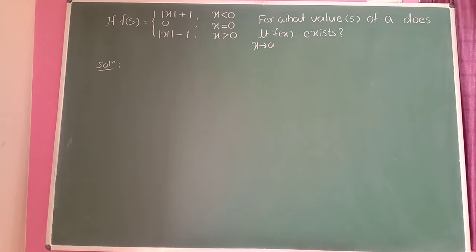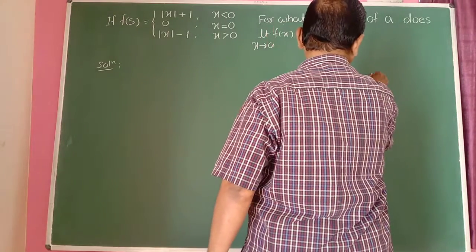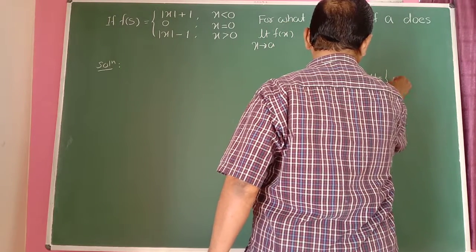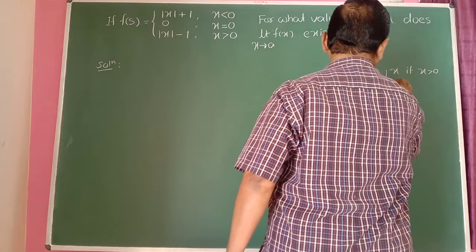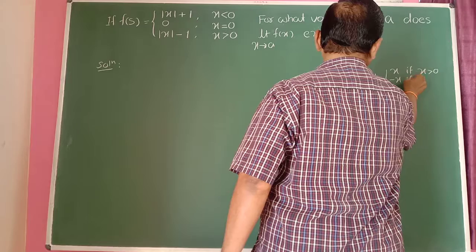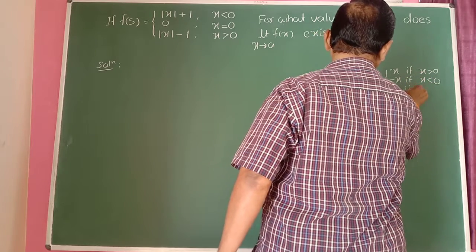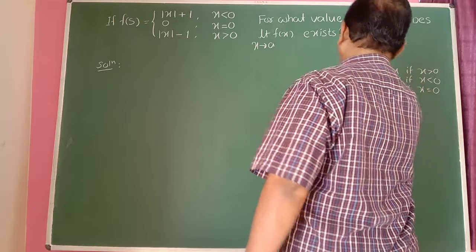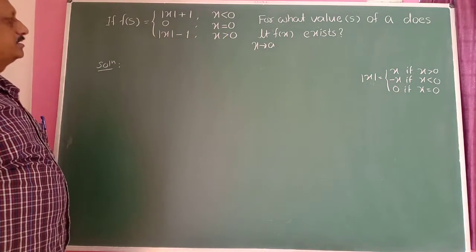So again, modulus of x is there, and we are using this definition: x if x is greater than 0, minus x if x is less than 0, and 0 if x is equal to 0. Again, less than and greater than type functions here.